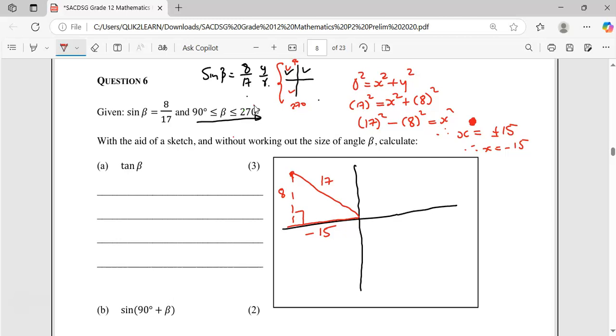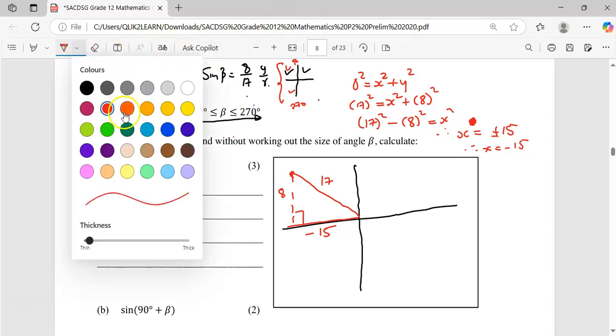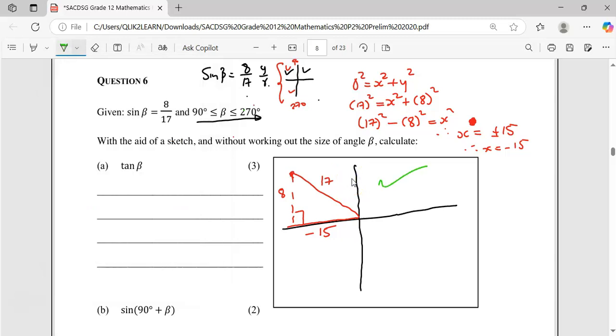So it's very important for you to include this diagram in your answer. Let me show you why it's important. When they mark this, they're going to give you 1 mark for a sketch and 1 mark for Pythagoras theorem. Right. So now we can attempt to answer the question.